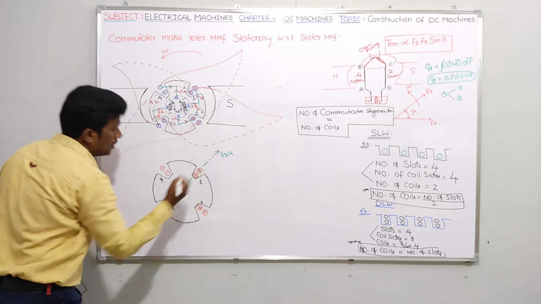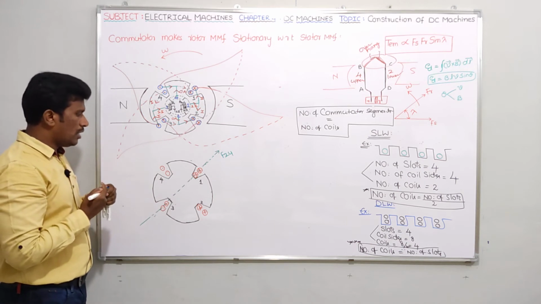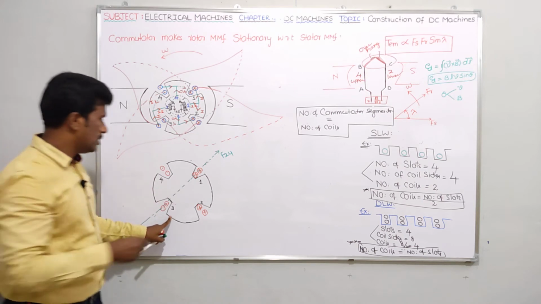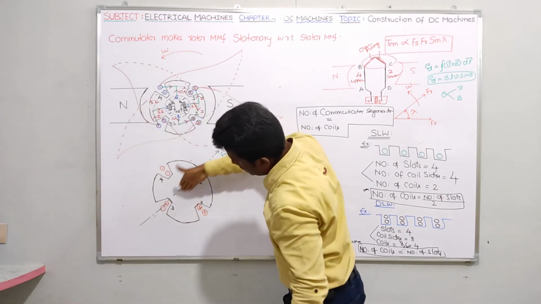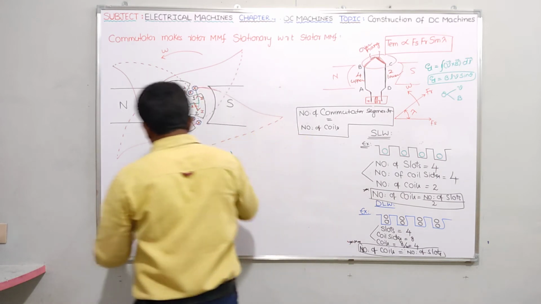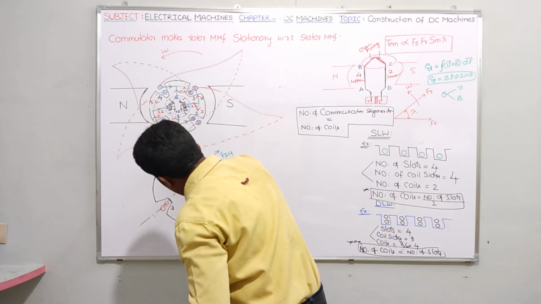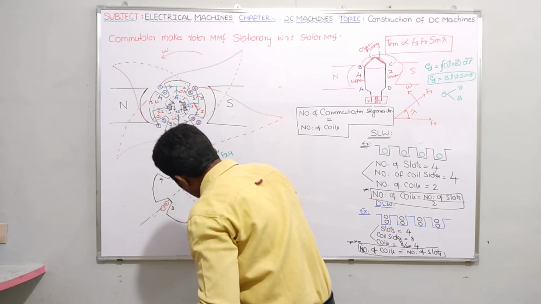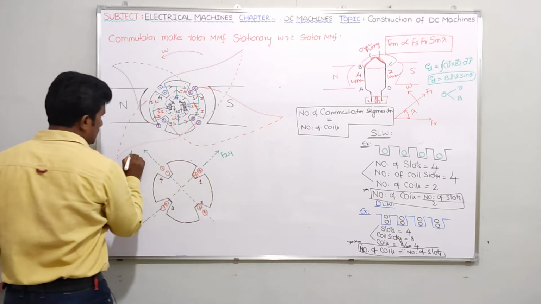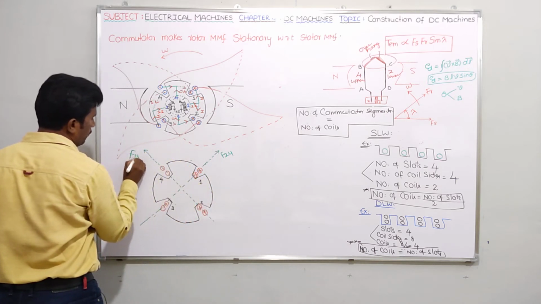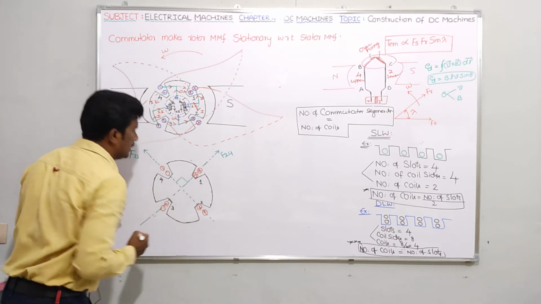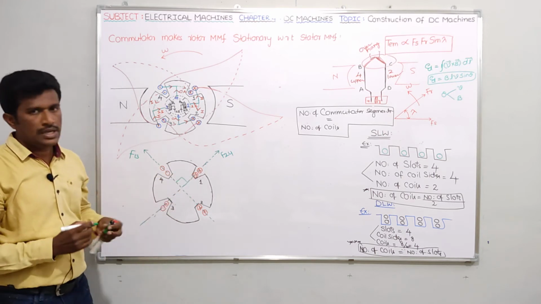Now please tell me, what about the MMF due to slot 1 and slot 3? Slot 1 entering, slot 3 leaving. Once again the direction of MMF will be like this, no? So let me show this portion: the MMF due to slot number 1 and slot number 3. This is F13. And between F13 and F24 the angle will be 90 degrees.